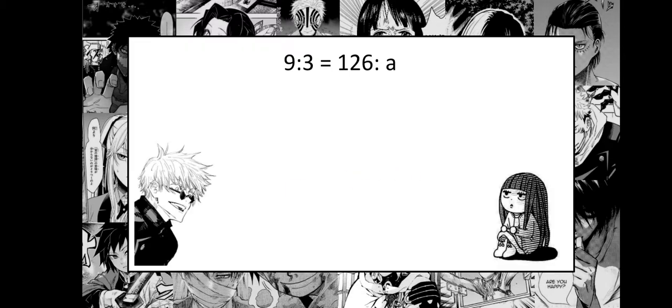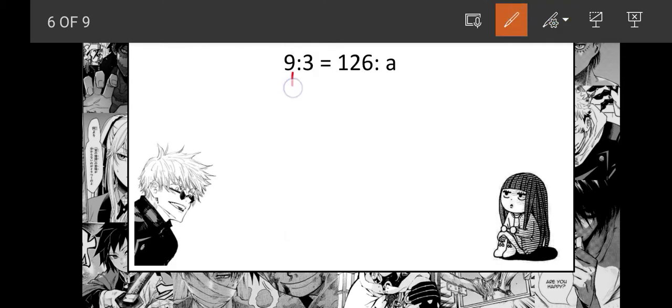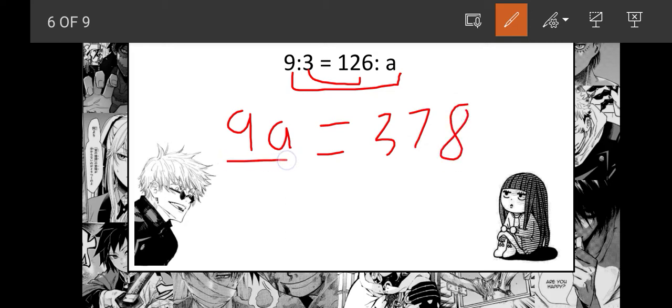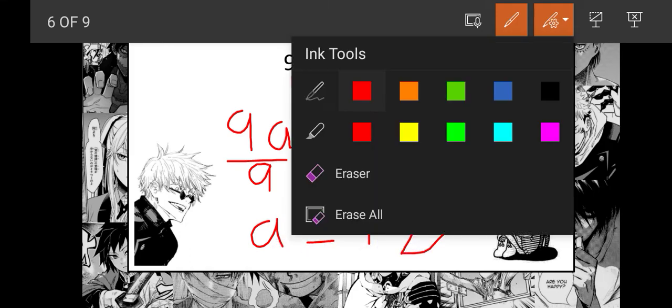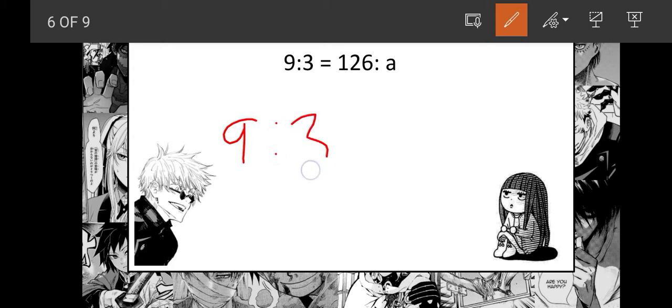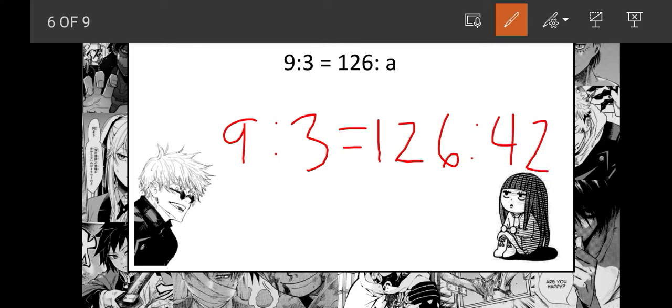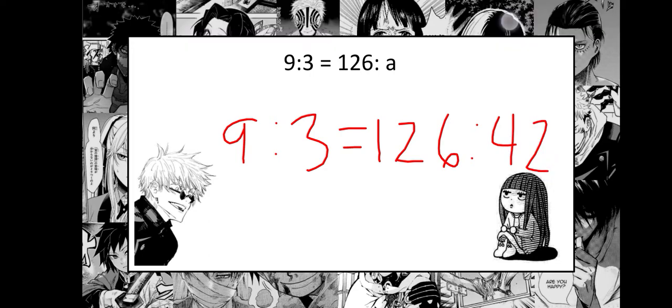So here, based on our discussion, we have to equate the product of the means and the product of the extremes. So first, let us have the extremes. Here we have 9A, and the product of the means, we have 378. Divide both sides by 9. The answer is 42. So now we can conclude that 9 is to 3 is equal to 126 is to 42. These two ratios are a proportion.